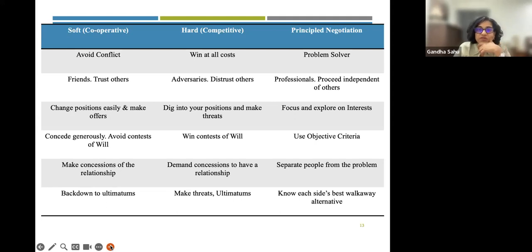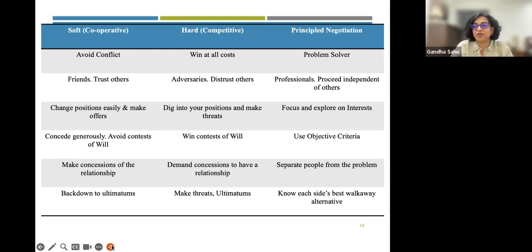Hard or competitive, win at all costs, adversarial in nature, you distrust other people, you dig into positions and make threats, win contests of will, demand concessions to have a relationship, make threats and ultimatums. This is where you don't value the relationship as much. Winning is more important to you than the relationship, and also where you know that you have more power in the case, in terms of maybe your legal rights, in terms of other forms of power that we discussed.